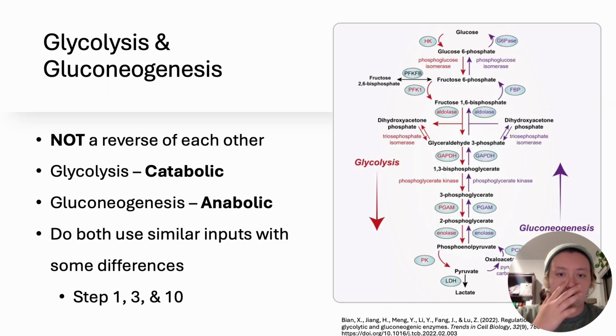So just to go over what glycolysis and gluconeogenesis is, they are not a reverse of each other, although they look very similar. There are some differences. Glycolysis is a catabolic reaction, whereas gluconeogenesis is anabolic. They do both use similar inputs, but just a few differences, specifically in step 1, 3, and 10.